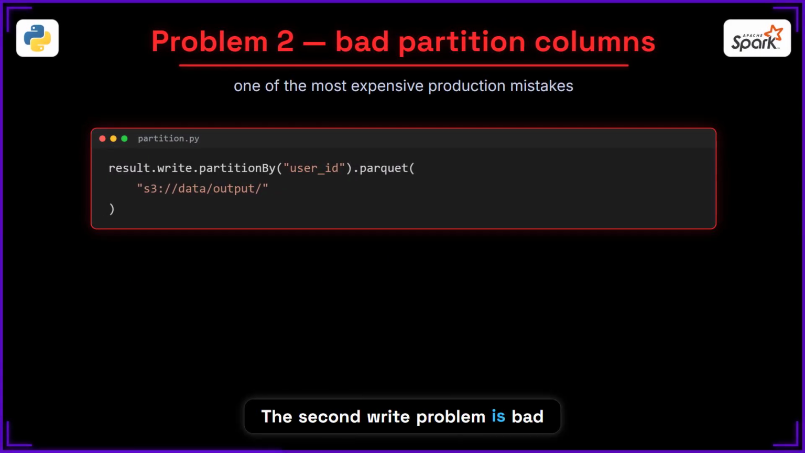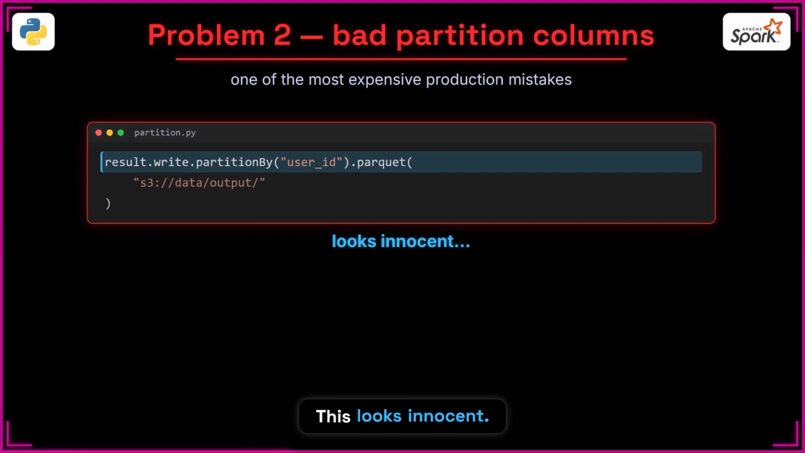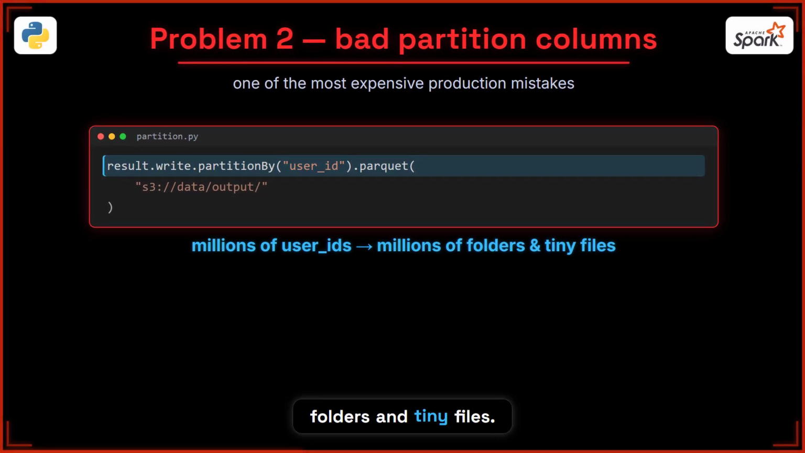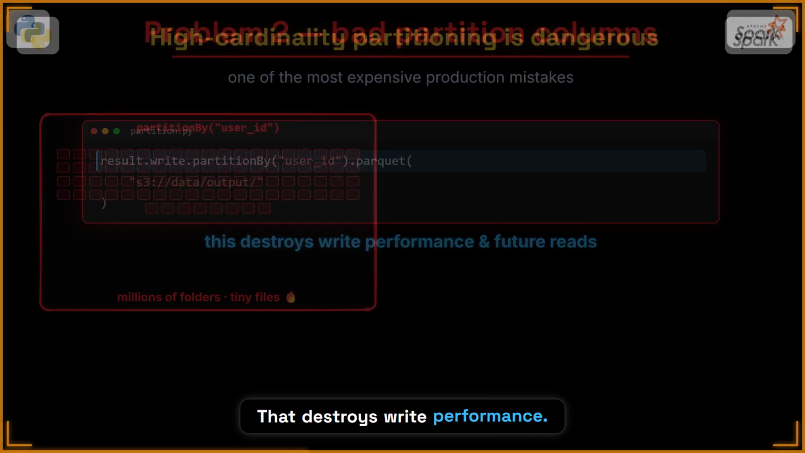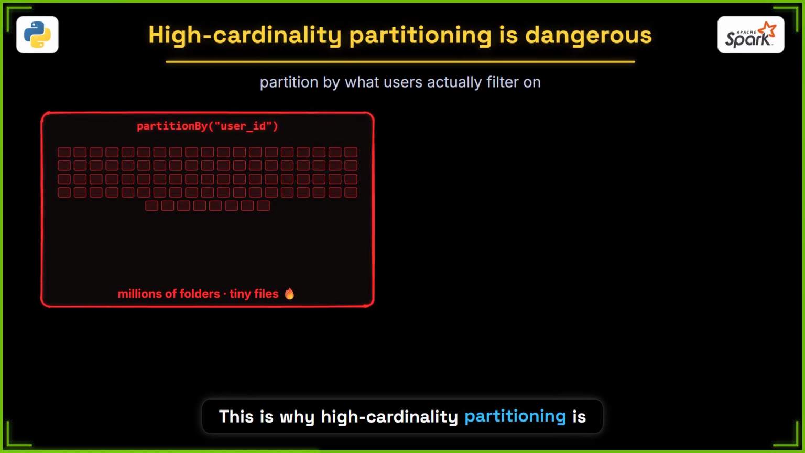The second write problem is bad partition columns. This is one of the most expensive production mistakes. This looks innocent, but if a user ID has millions of values, Spark can create millions of folders and tiny files, and that destroys write performance. It can also make future reads painful as well. This is why high-cardinality partitioning is dangerous.